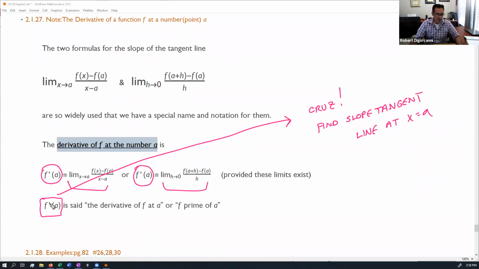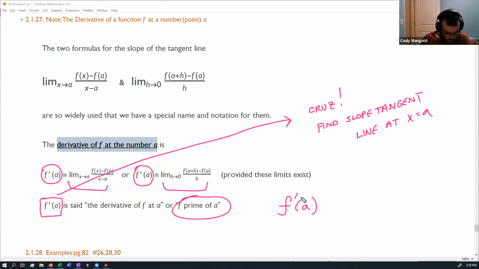Do you see the little apostrophe here? That's actually called prime. We call that the prime mark. So the way you say this is the derivative of f at a, or you could say f prime of a. F prime of a is the derivative of the function at a. And both of those variants are considered the derivative of a function f at the number a? Yes. Both of those limits will result in the exact same answer. Okay.